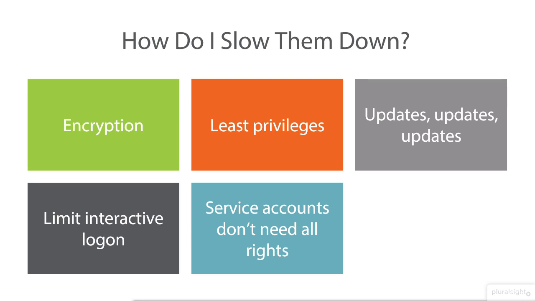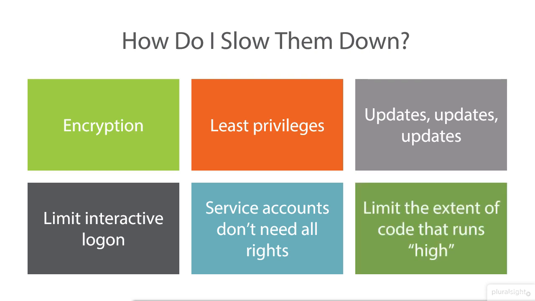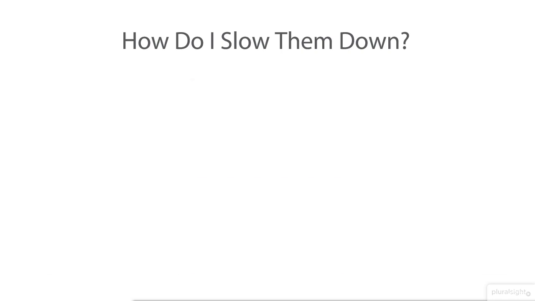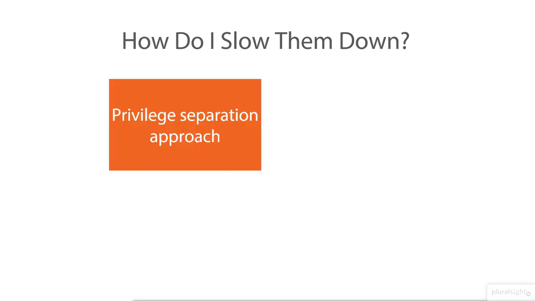And another one we can do is limit the extent of the code if you're the developer and you're creating your application that runs at a high privilege level. Again, typically it's when we take shortcuts that we create issues. Some other things we can do: privilege separation. Now, with this type of an approach, we limit the scope of programming errors and possible bugs.